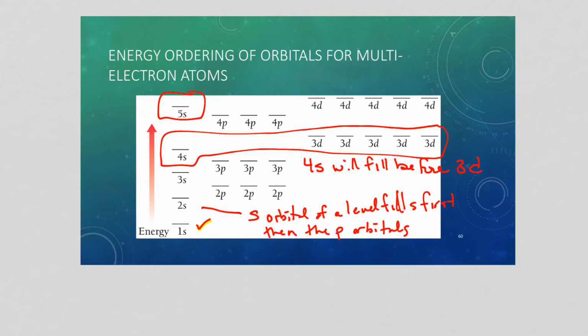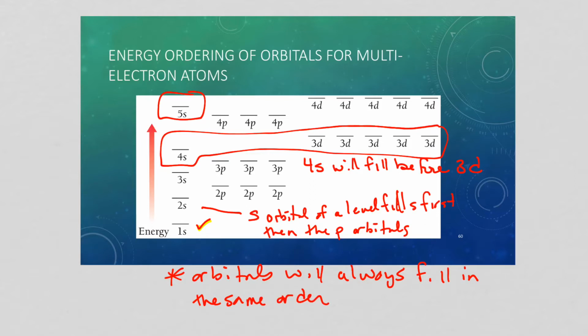So we have this energy order, right? And the orbitals will always be in this same energy level. So what that means is the orbitals will always fill in the same order, starting at 1s and then working our way up through progressive energies. So if we can get this order down, or understand this order, then we know how the electrons are going to fill.